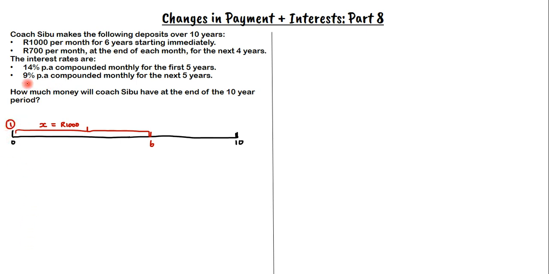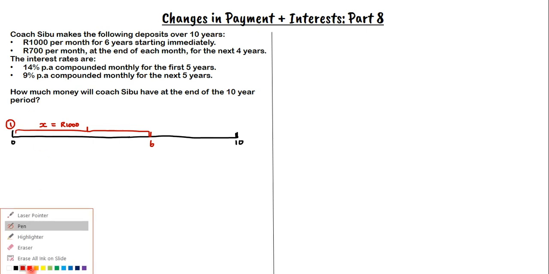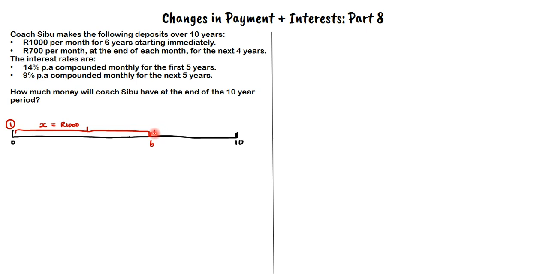And then it says for the next 4 years, Coach Bull started depositing 700 Rand per month. So the next part, let me use a different color so you don't get confused. For the next 4 years, the payment here was 700 Rand. So let me just put it right here. It is 700 Rand. All right.